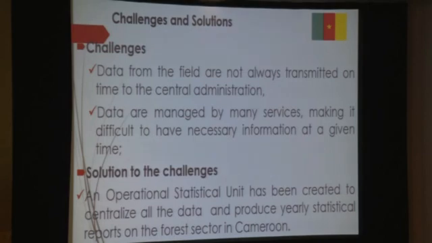Now, talking about challenges and solutions, our main challenge is about the data. Data from the field are not always transmitted on time to the central administration.